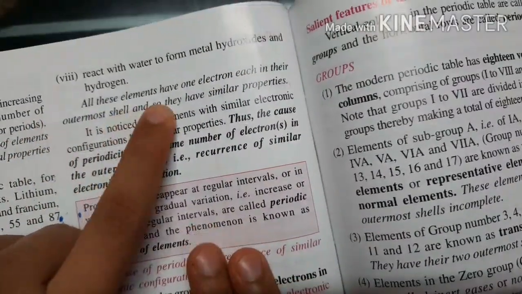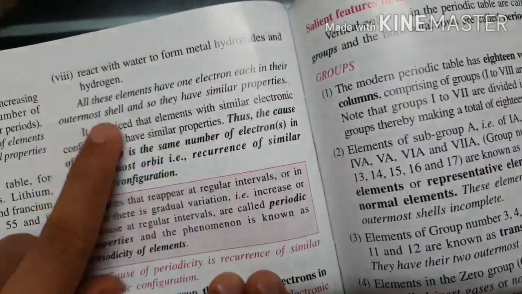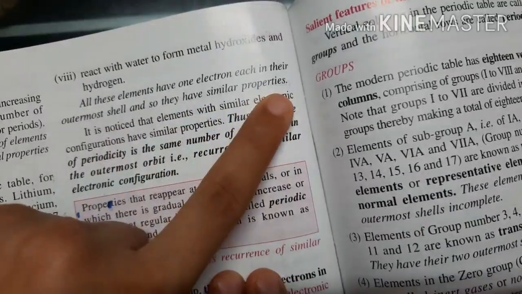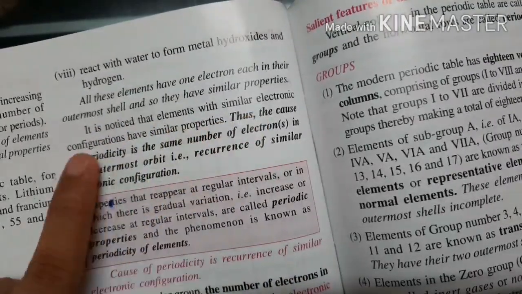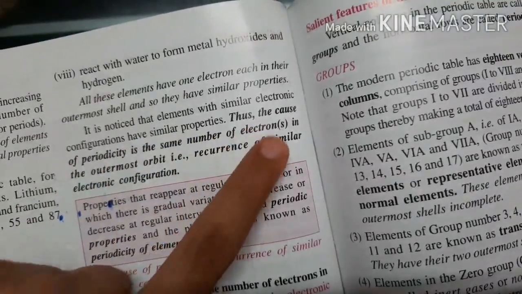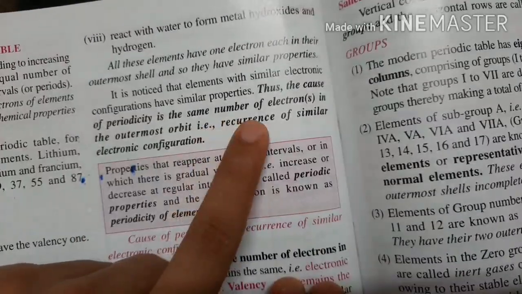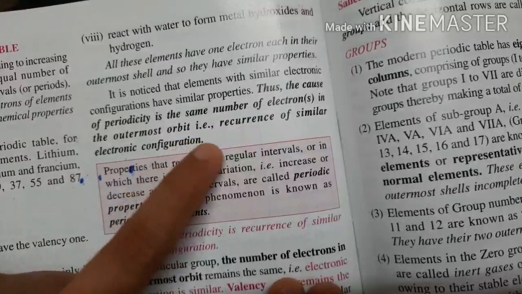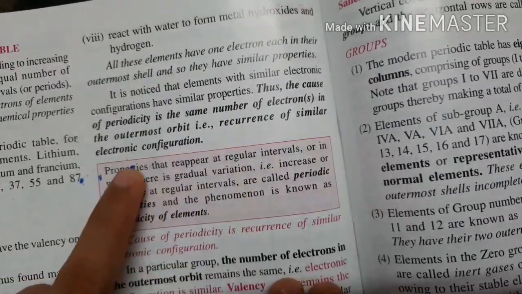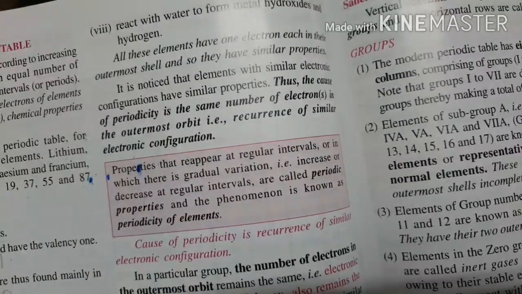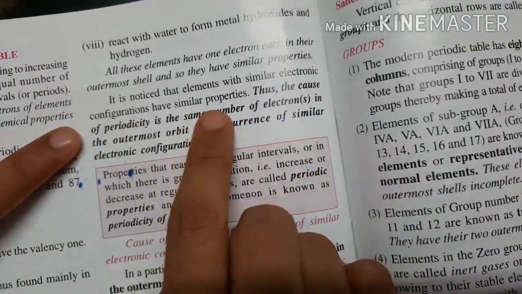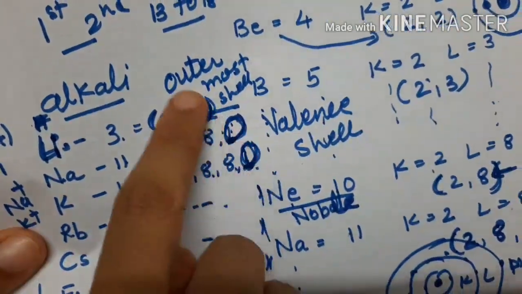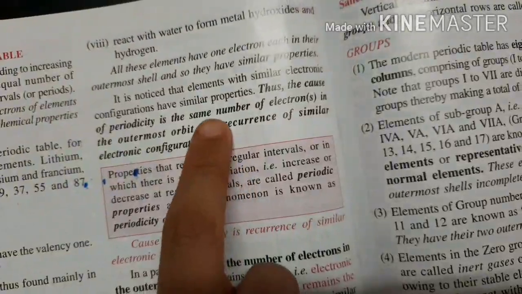All of these elements have one electron in their outermost shell, so they have similar properties. Now you understand the meaning of outermost shell. It is noticed that elements with similar electronic configuration have similar properties. Thus the cause of periodicity is the same number of electrons in the outermost orbit, the recurrence of similar electronic configuration. So we can say that elements with similar electronic configuration have similar properties. Now you understand what I told you before. Here, this has a similar electronic configuration, the outermost is 1, 1, 1, so they have similar properties.